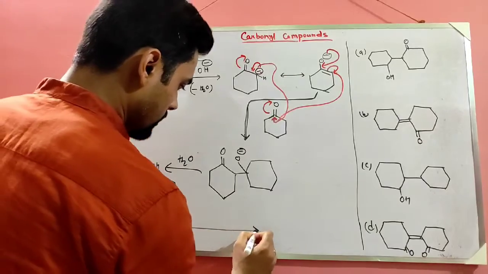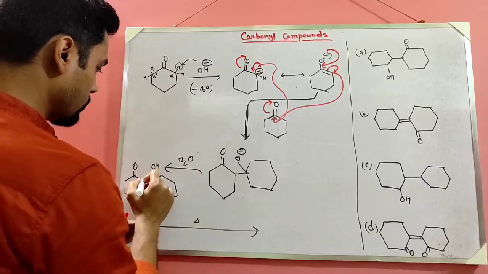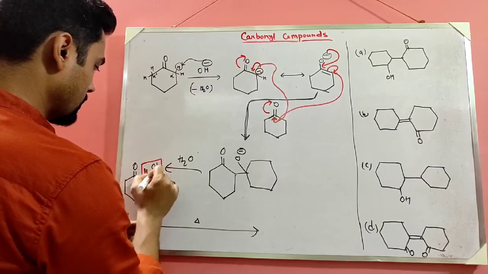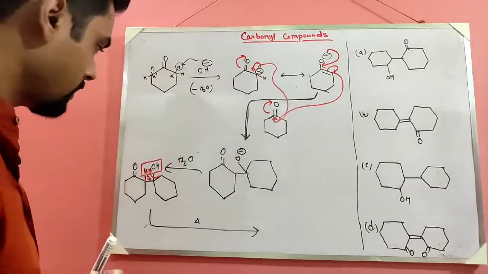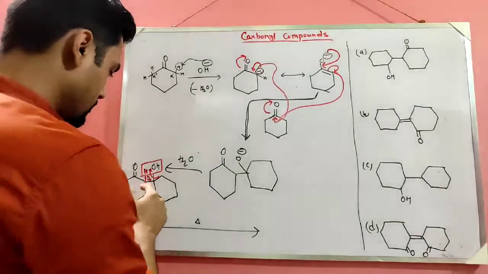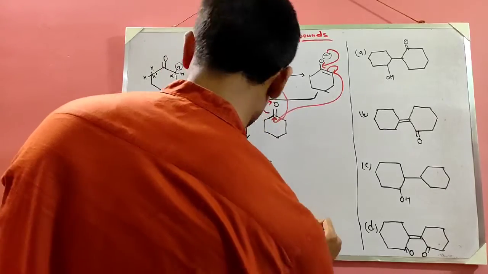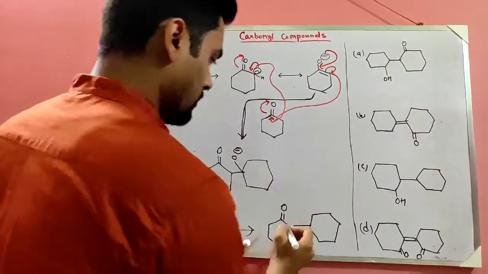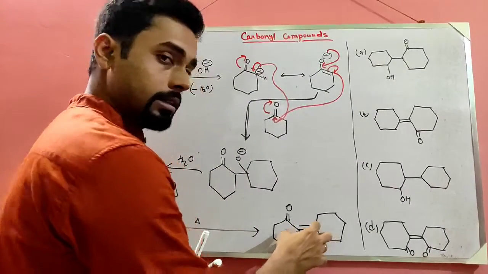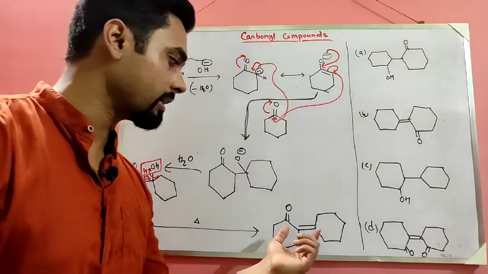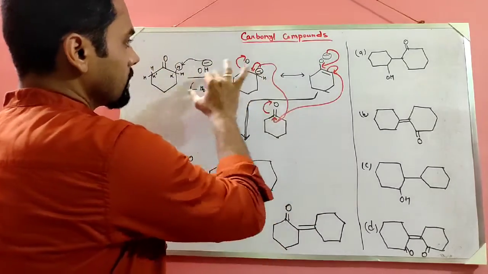So when heating this compound, elimination of water takes place from here. H2O goes away from here. So a pi bond is formed, so what will be the final product? This is the final product. Here a pi bond is formed, and that is known as aldol condensation. An alpha beta unsaturated carbonyl compound is formed. So this is the process.